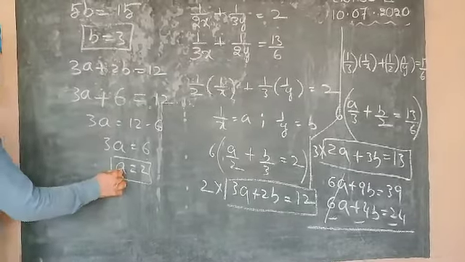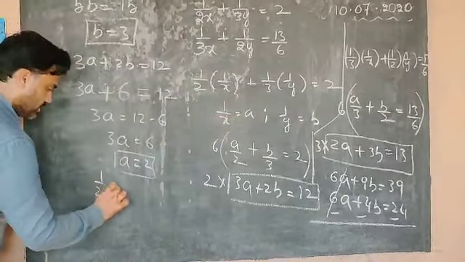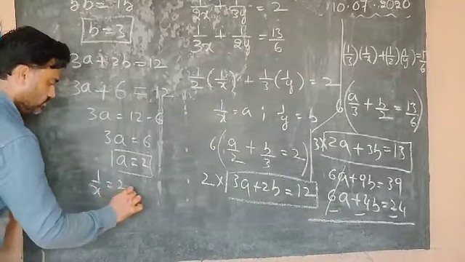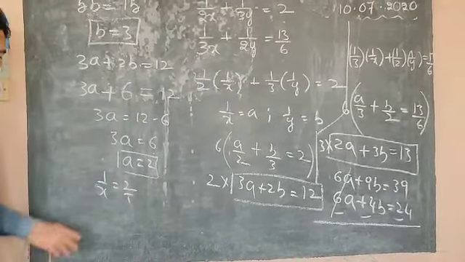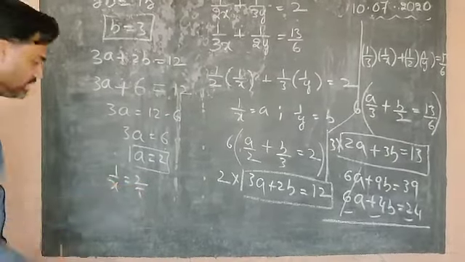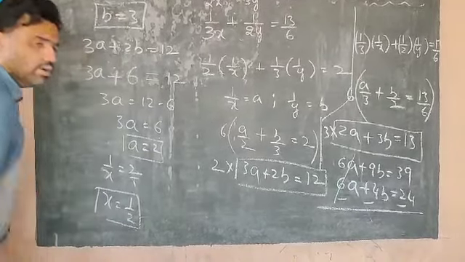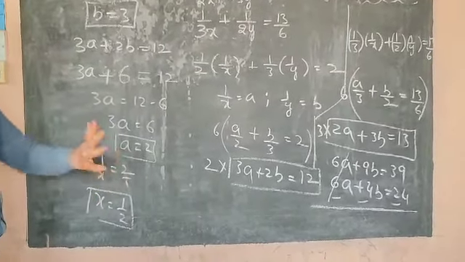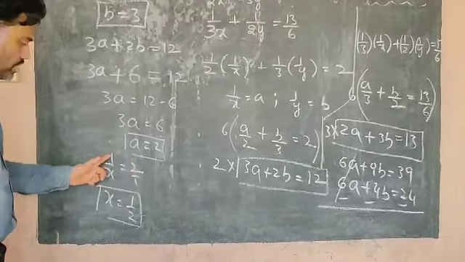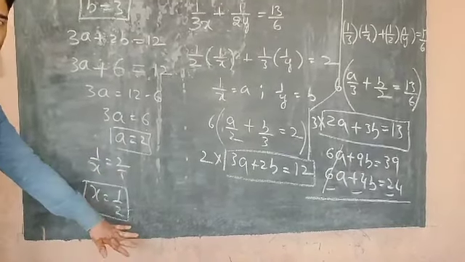So a means we have assumed as 1 by x, isn't it? So 1 by x is equal to 2. One thing you do, make 2 as 2 by 1 and take reciprocal on both sides. Then you will get x is equal to 1 by 2. 1 by x is equal to 2 means take reciprocal on both sides; you have to write its reciprocal. 1 by x means x by 1, 2 by 1 means 1 by 2, like that.